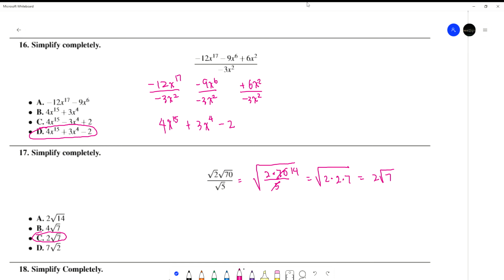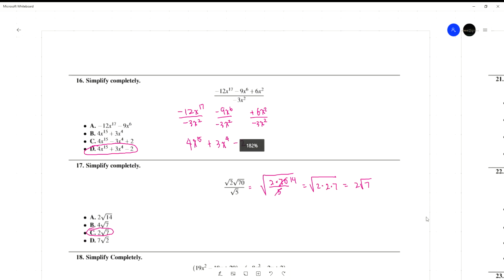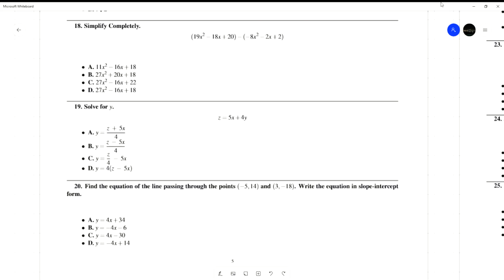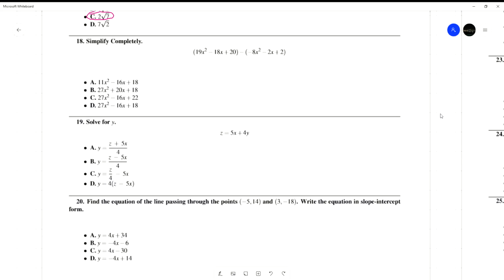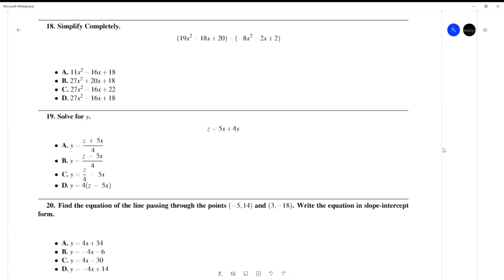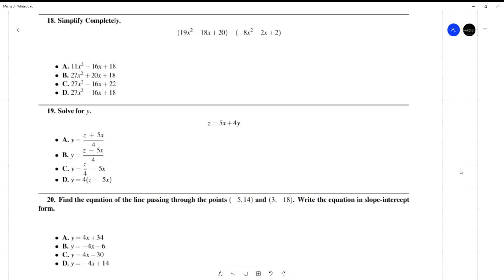All right. Let's move on here. We have a couple more down here. Yeah, let's do this. We have, let me move up here. Okay.